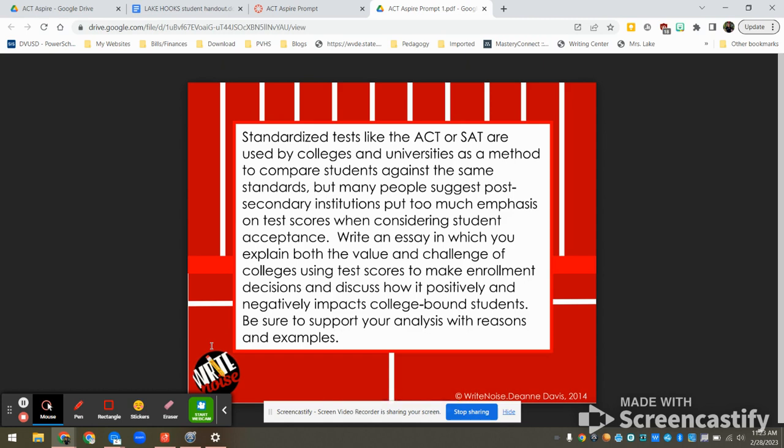You're not writing this essay, but I do want you to come up with hook statements for this essay. So we know the topic is going to be ACT and SAT test scores. We know it's going to be talking about the level of importance and emphasis on those test scores, how it's going to impact students, how it's going to impact colleges, positive, negatives, things like that.